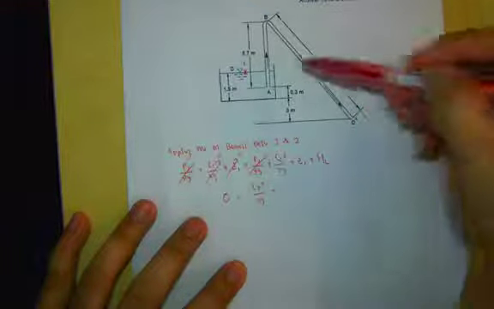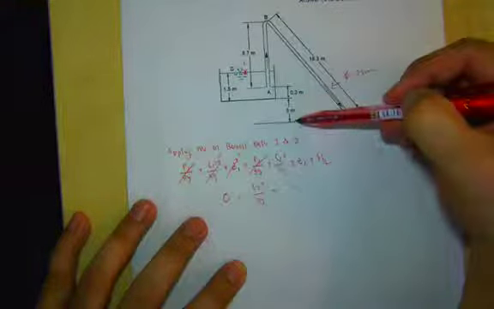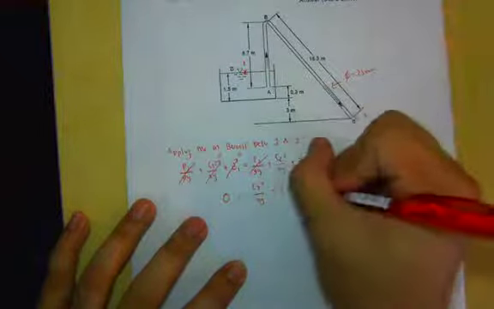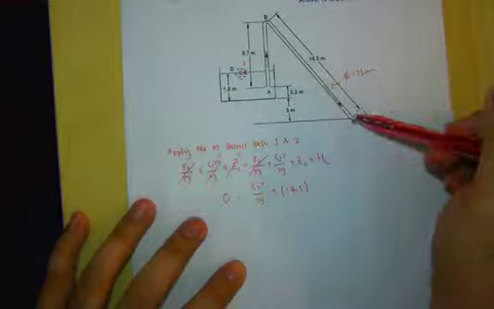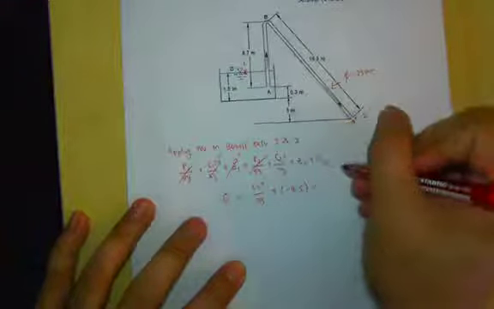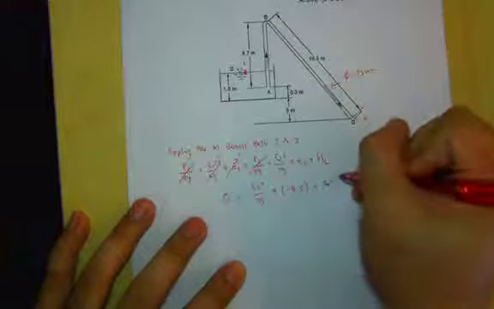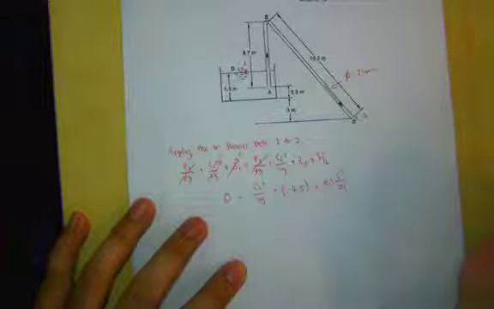Here is the surface, so C1 will be 0. There's no flow speed there. We can also treat here as the datum. If this is the datum or the reference point, this will be 0. So the remaining terms are this.